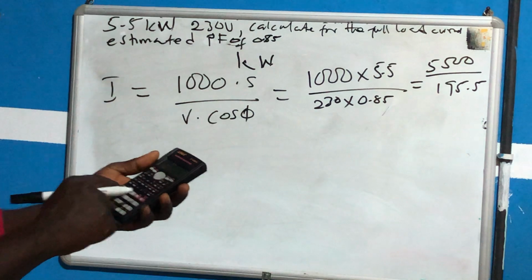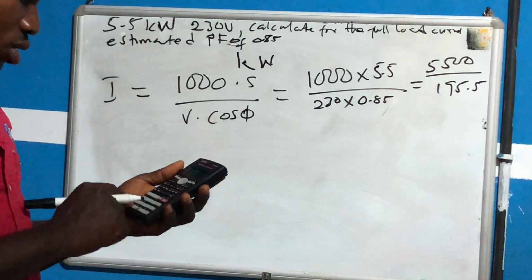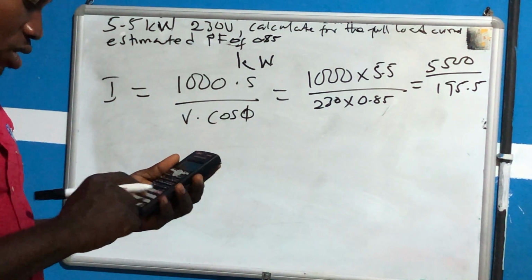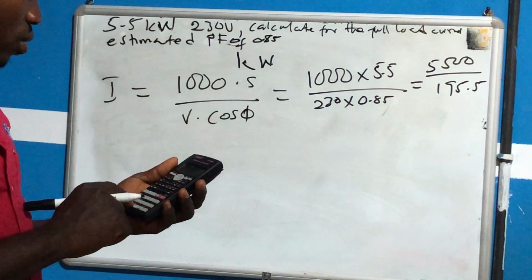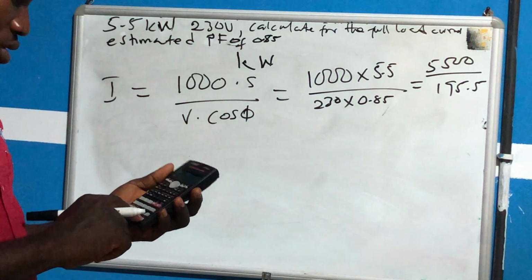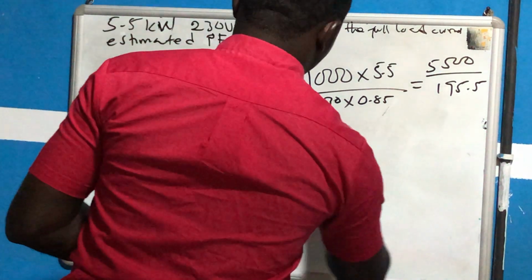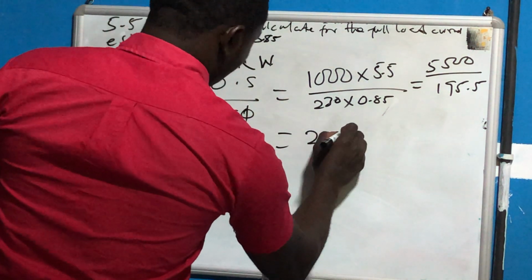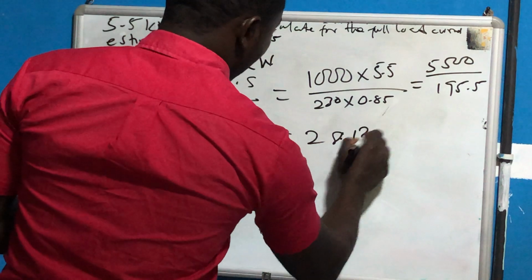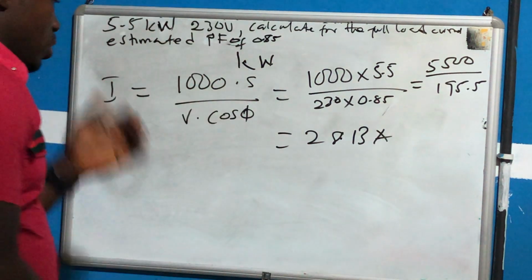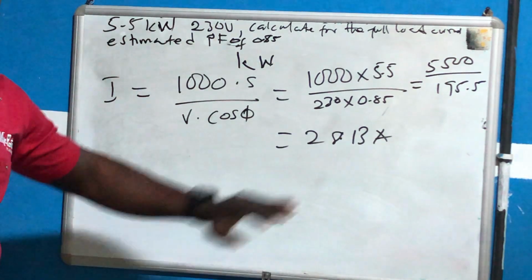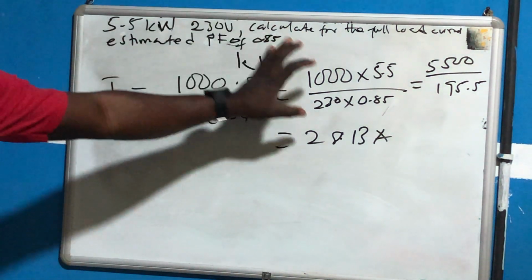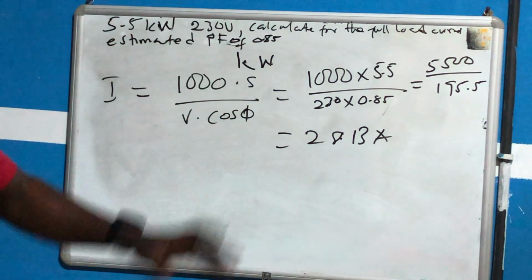So 5500 divided by 195.5 is equal to 28.13 ampere. So this is a generator rated in kW. If it's rated in kW, which is single phase, also this is the formula.